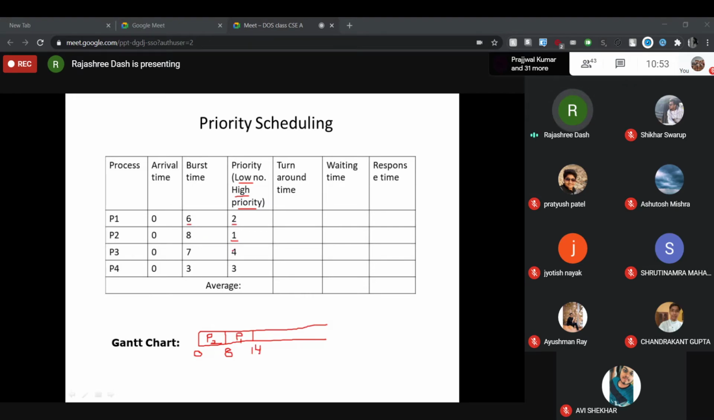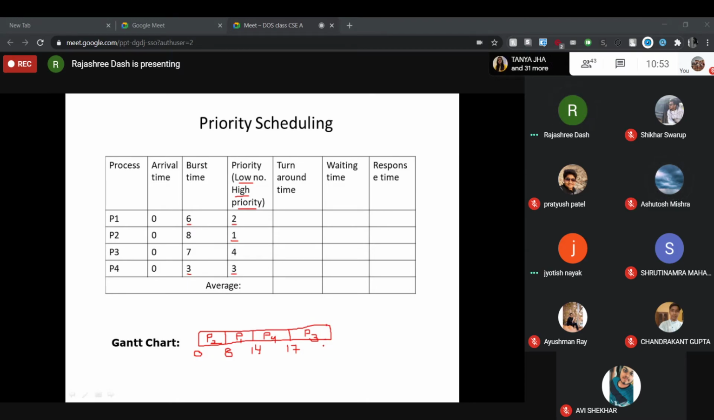So now P1 has also completed its execution. What is the next process to be allocated to the CPU? P4, because the next process having high priority is P4. So now P4 is allocated to the CPU. Now P4 will continue up to 17. The burst time for P4 is 3. So 14 plus 3, that is 17. Now the next one is P3. So P3 will continue up to 24.